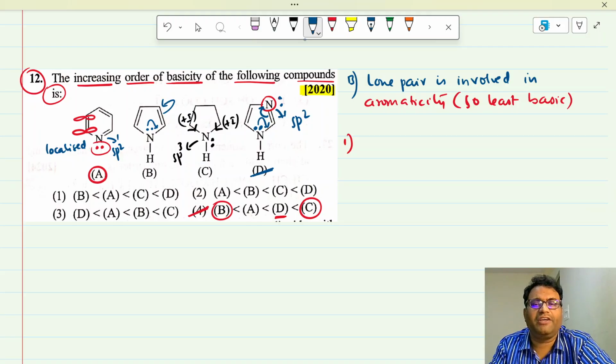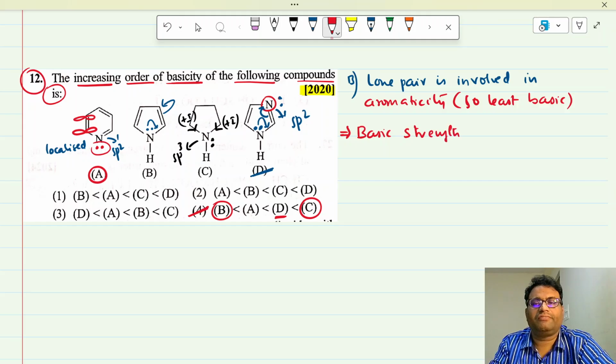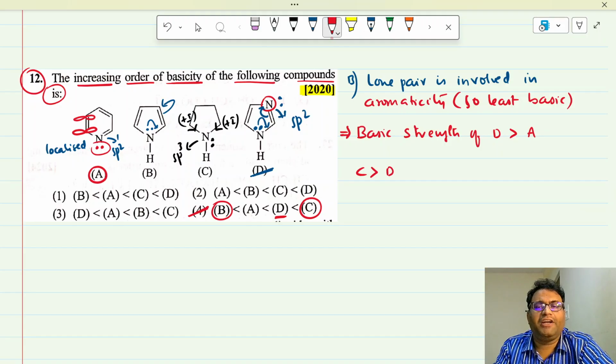So that is the reason why the basic strength of D is greater than A. So overall, C is more basic than D, which is more basic than A, which is more basic than B. Least one is B, highest is C. So you can find it is in the fourth option. Okay, let's see the next question.